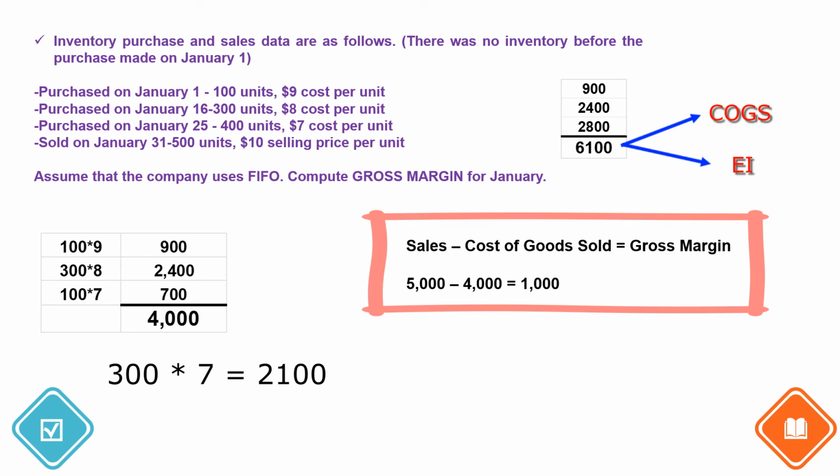And for the sales, they sold 500 units, and the sales price was $10. So sales was 5,000. And then cost of goods sold, which we already calculated using FIFO, was 4,000, leaving me with a reported gross profit of 1,000.